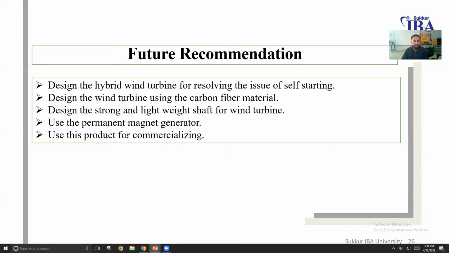And these are the future recommendations. Design the hybrid wind turbine for resolving the issue of self-starting. Design the wind turbine using carbon fiber material. Design a strong and lightweight shaft for the wind turbine. Use the permanent magnet generator. Use this product for commercializing. This is the best product for commercializing.